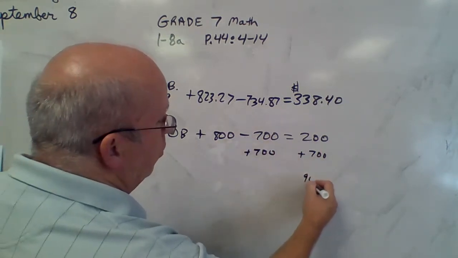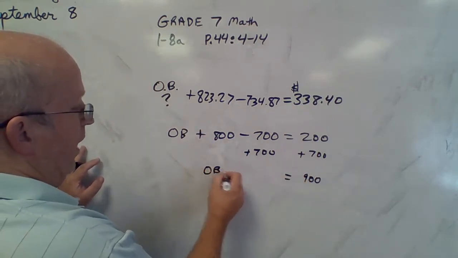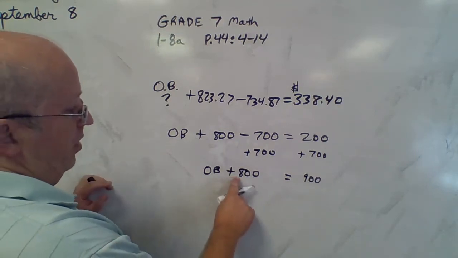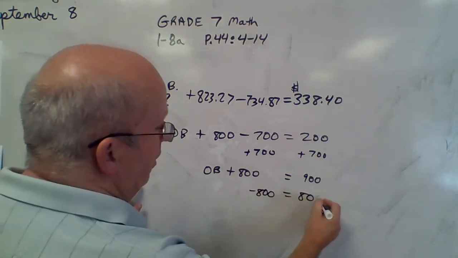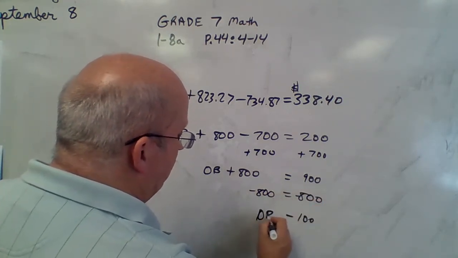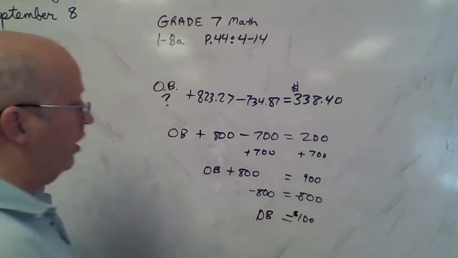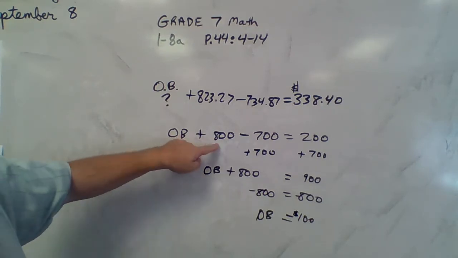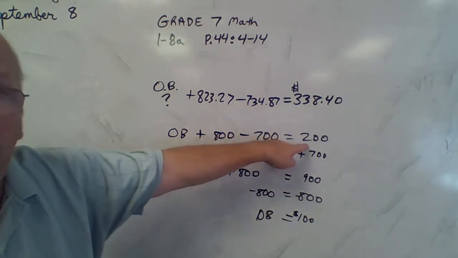And when we do that, we get 900 on the one side, and we're left with the opening balance plus 800 on the other side. Now, what's the opposite of adding 800? Well, let's subtract 800 from both sides. And when we do that, we get an opening balance of $100 in this case. Now let's check and make sure that makes sense. If I put 100 here, 100 plus 800 is 900. 900 minus 700 is 200.